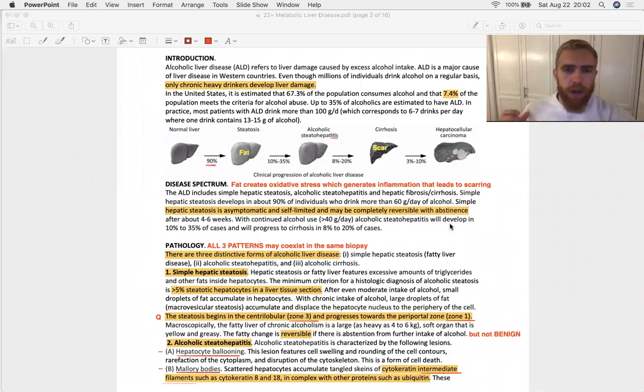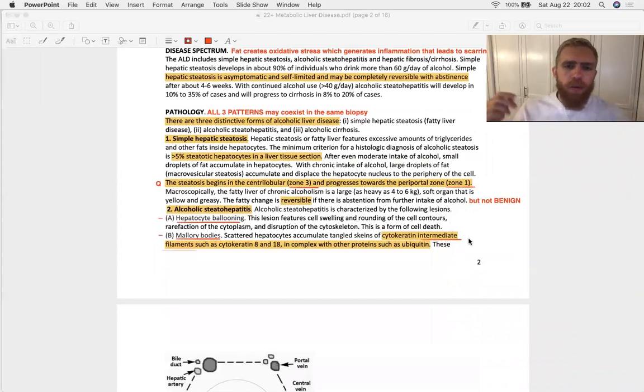So that histological progression, again, really important, is the same across alcoholic and non-alcoholic chronic liver disease. And you might take a biopsy of the liver and see a little bit of simple steatosis over here and some really bad cirrhosis over here. It's not exactly mutually exclusive.